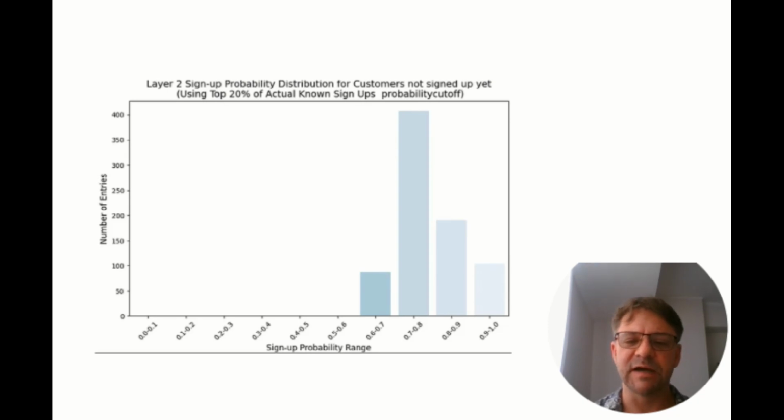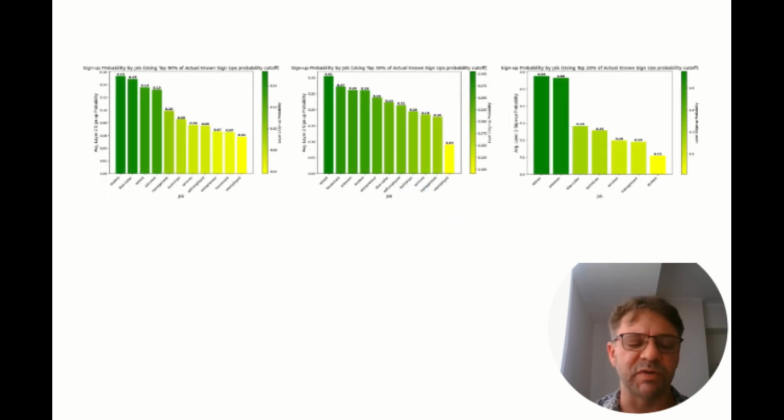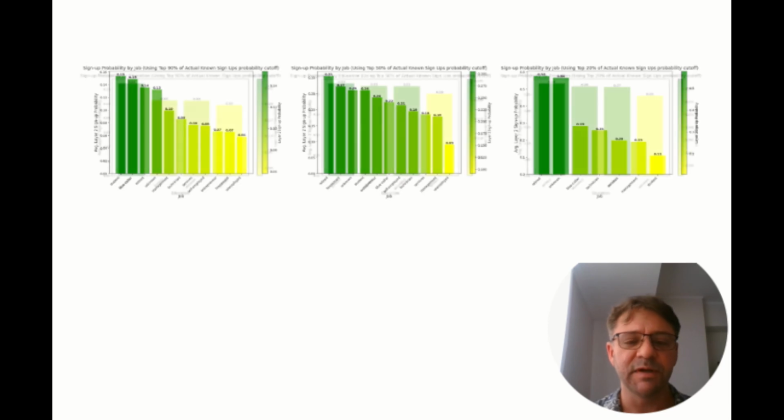I made some histograms here that are colored according to the percentage of layer 2 probability. This one is for the job categories, and we can see that some of the jobs that stick out are retired, blue collar, and student. Stick out as categories that have high percentages of people likely to sign up.